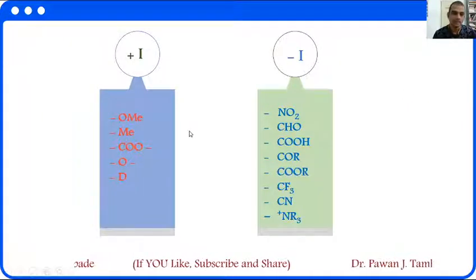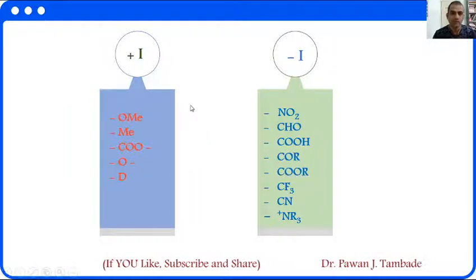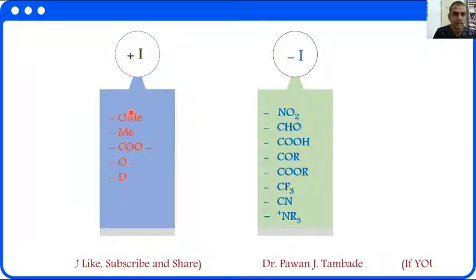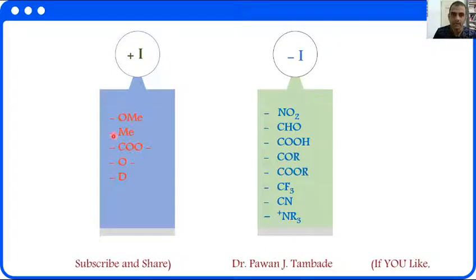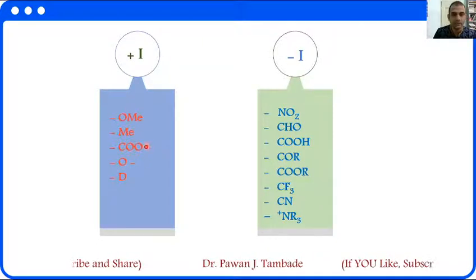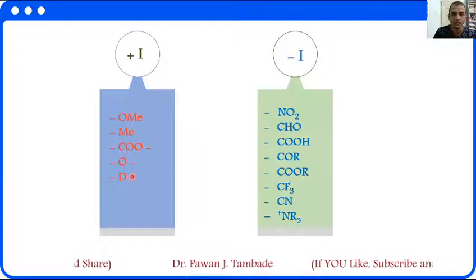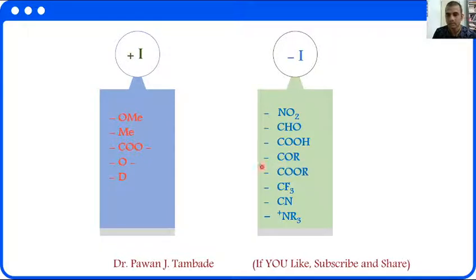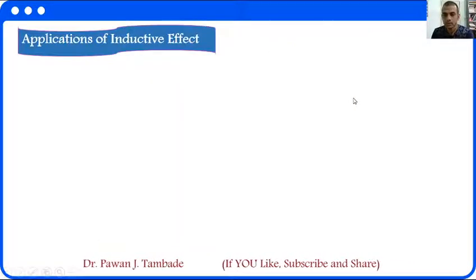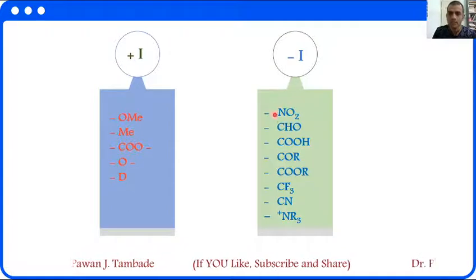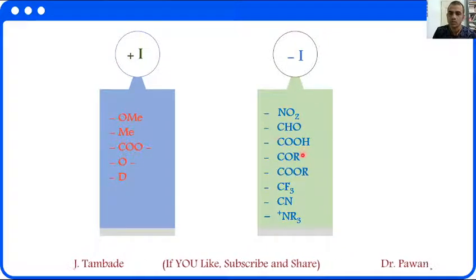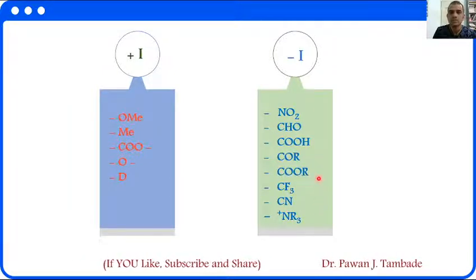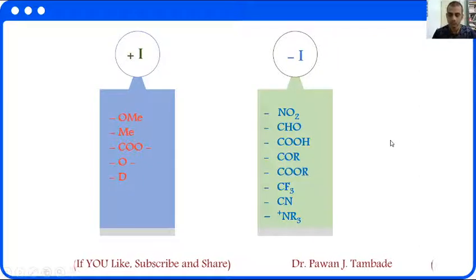So these are certain atoms or groups which show either positive inductive effect or negative inductive effect. If you look at atoms or groups showing positive inductive effect, then electron donating groups like methoxy, methyl, carboxylate anion, it is having negative charge. Then this oxide anion and deuterium, they will show positive inductive effect. However, if you look at these groups, they show negative inductive effect. Groups like NO2, CHO, carboxylic acid, then this ketone, ester, trifluoromethyl, and all these groups show a tendency to withdraw electrons, and thus they show negative inductive effect.